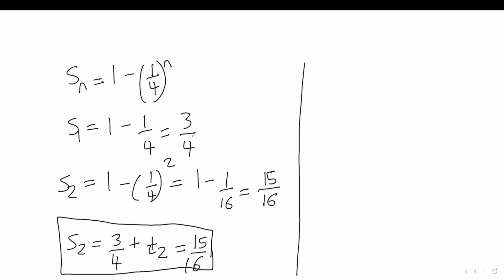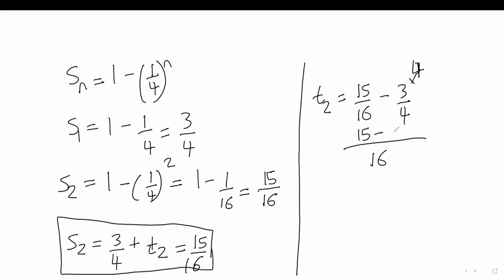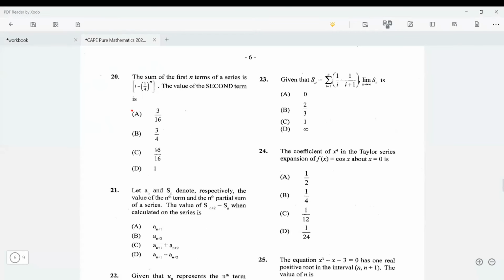So since the first term is 3/4, that means T2 is going to be 15 over 16 minus 3/4. LCM, 16. 4 into 16 goes 4 times. 4 times 3 is 12. 15 minus 12 is 3, so that's 3 over 16. That's the second term, 3 over 16. That's option A. All right.